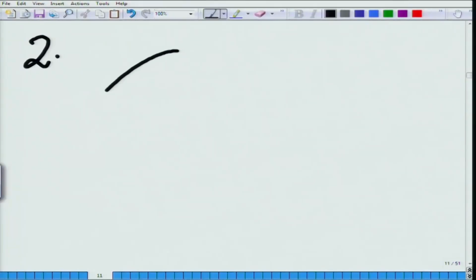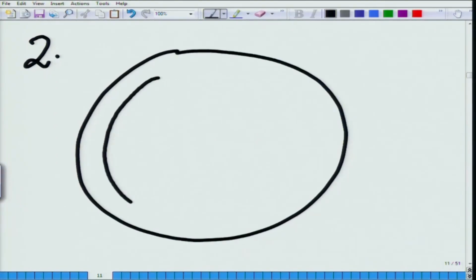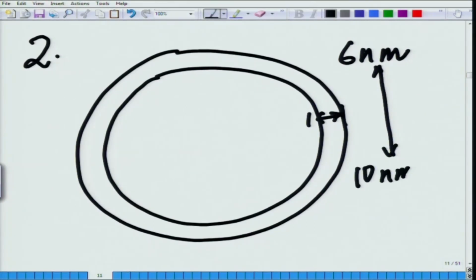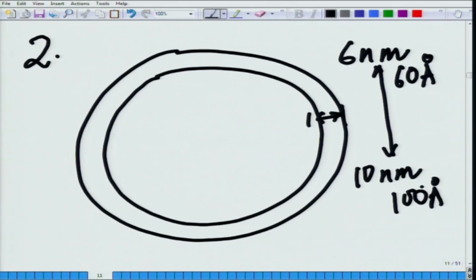The second feature is, while I was drawing the membrane, it is something like this. What is the thickness of the membrane? Most membranes vary from 6 nanometer to 10 nanometer, depending on the life form. In other words, it varies from 60 angstrom to 100 angstrom. So, this is the dimension of the membrane we are talking about. Most of the membranes are of that dimension.